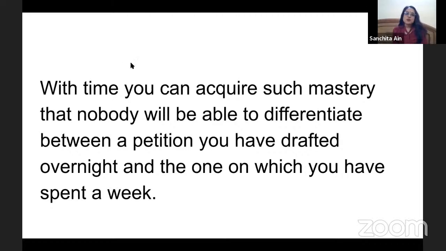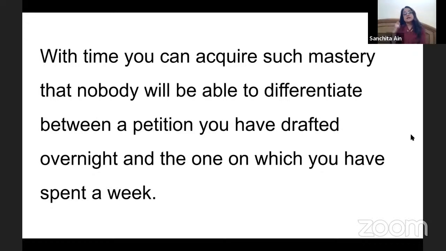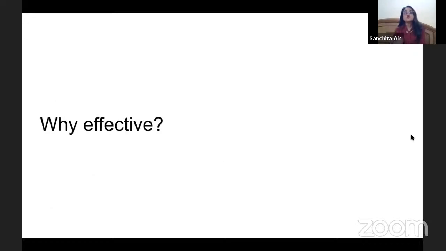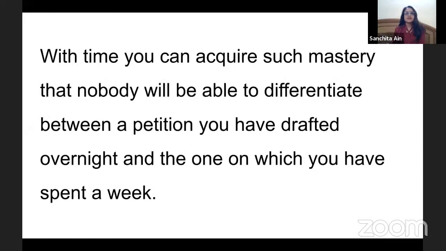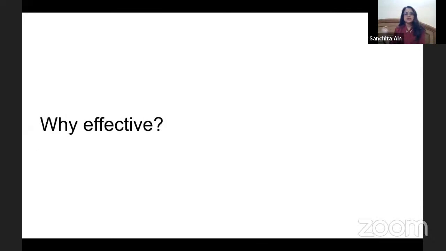So with time, you can acquire such mastery that nobody will be able to differentiate between a petition you drafted overnight or one you spent a week to draft. So that's an important skill you need, to be able to draft quickly. That's something that you don't get time to learn in a drafting chamber. They expect you to do it immediately. They expect you to prepare a draft overnight when you would otherwise need days.